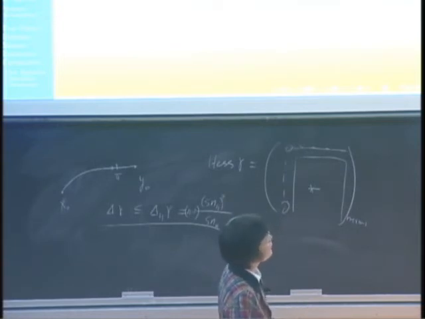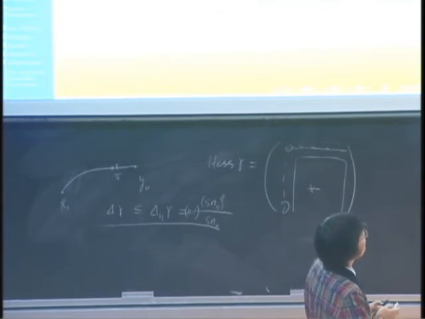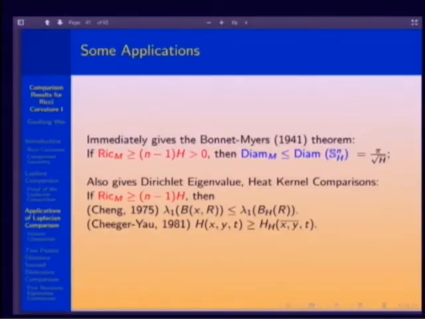And I listed these because they are really very, very direct. Also, we can have the Dirichlet eigenvalue comparison. Again, for the space with a Ricci curvature bound, the eigenvalue is bounded by the model, and the heat kernel is greater or equal to it. These are with the Dirichlet boundary condition in this case. We will talk about the Neumann condition a little bit later on. So those are very, very direct applications.